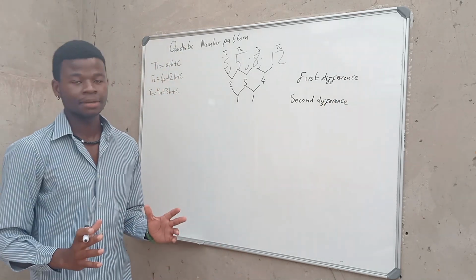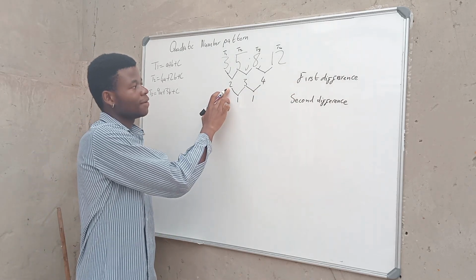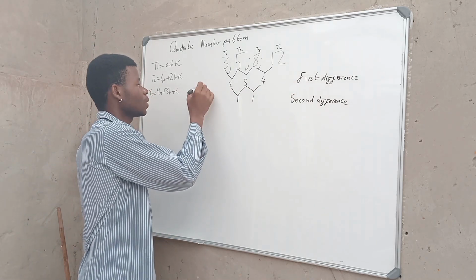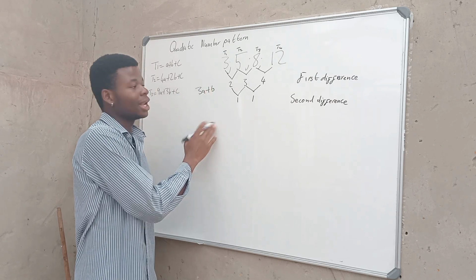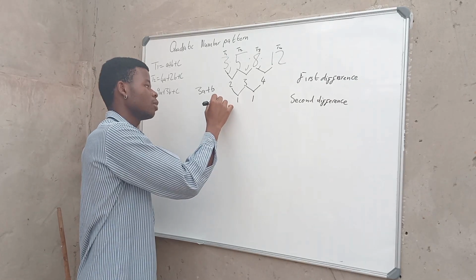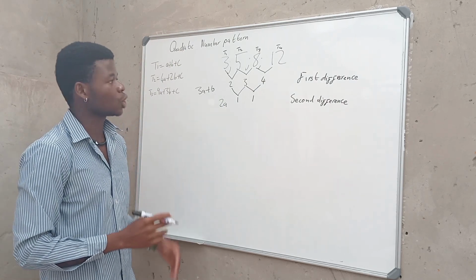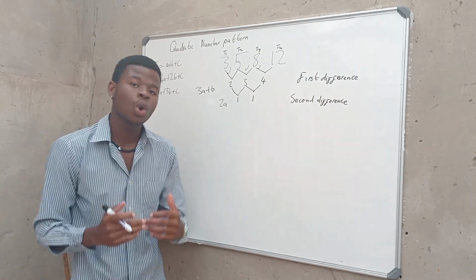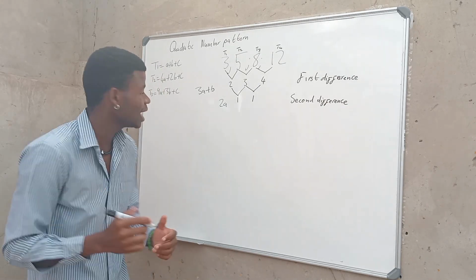So look at this. On our first difference, you go to the first term and write this formula: 3a plus b. And then on the second difference, you write this formula: 2a. Now they are going to say to you, look for the general term, or look for the Tn.